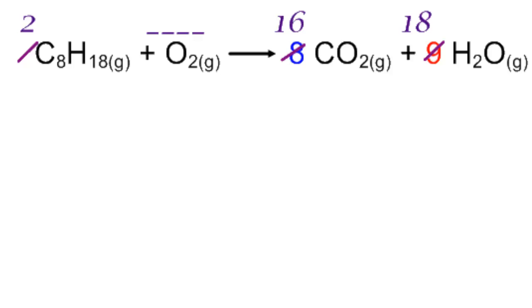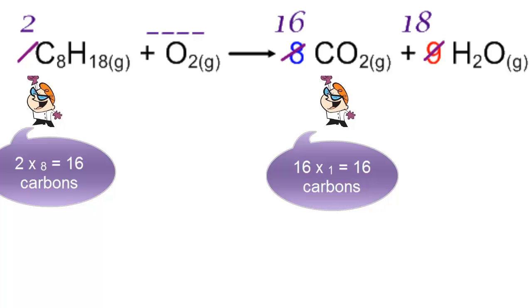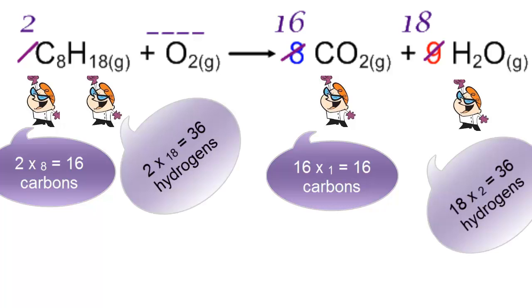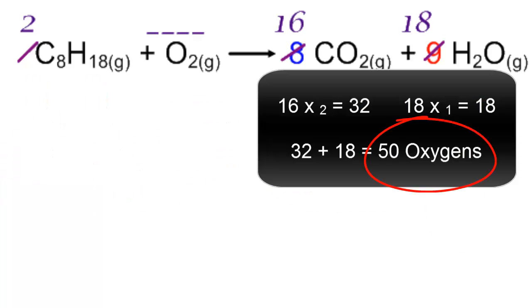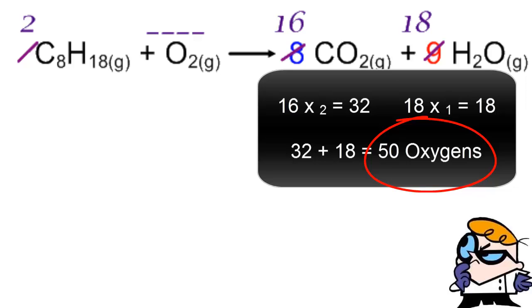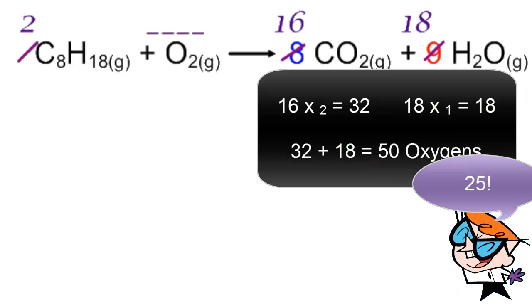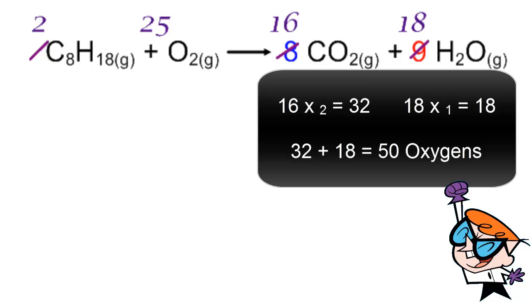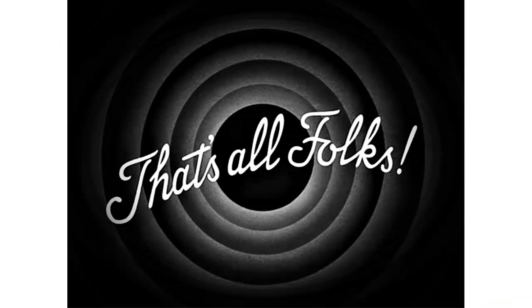If we double everything except for oxygen, we reevaluate and carbon and hydrogen are still balanced. However, we now have 50 oxygens on our product side. So what times 2 gives you 50? 25. And just like that, we've balanced a combustion reaction.